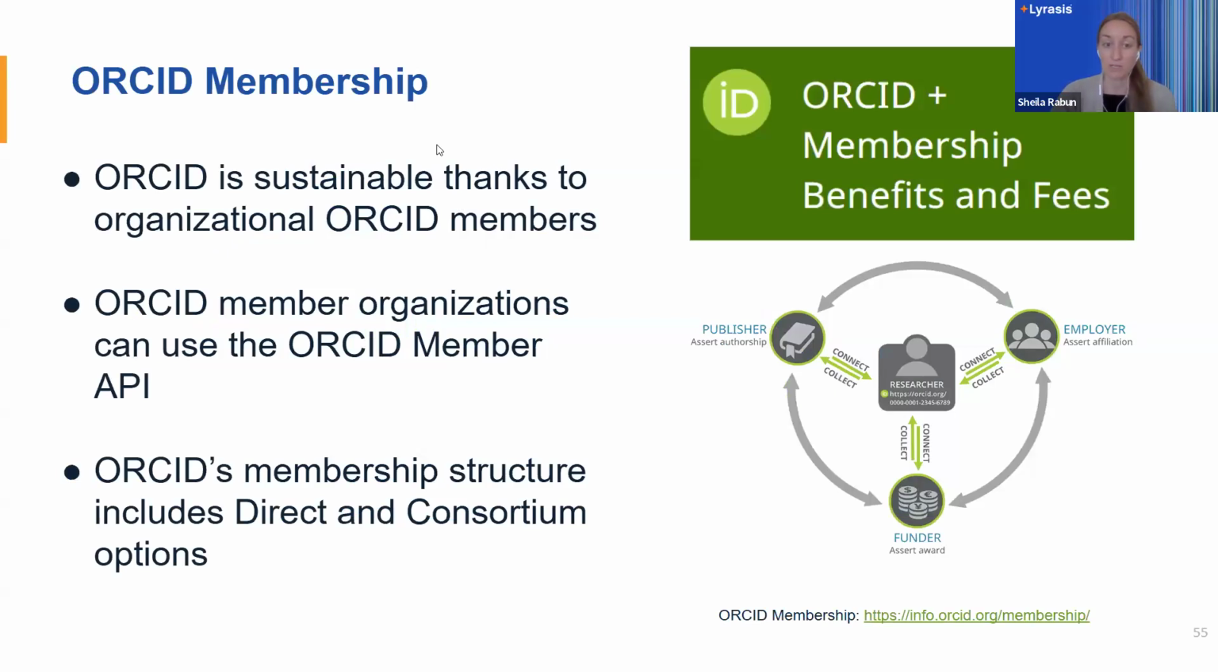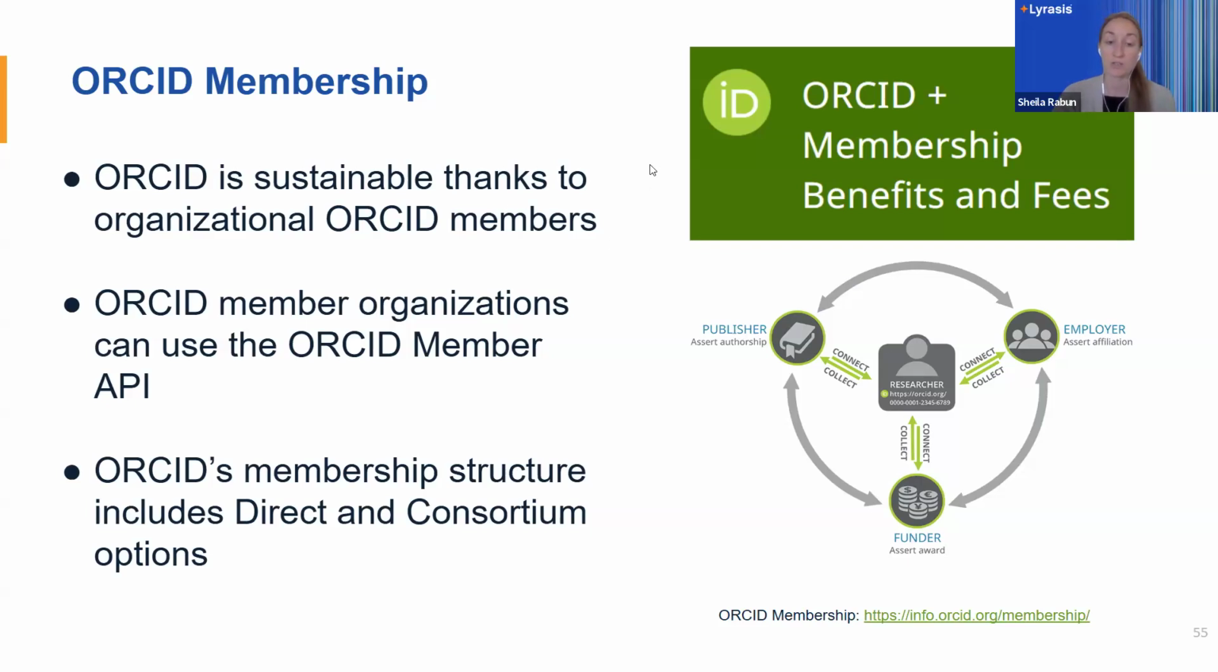ORCID is a nonprofit organization that's able to operate sustainably and make ORCID IDs and ORCID records freely available to researchers through an organizational membership structure. ORCID member organizations get access to the ORCID member API, which, as you've already heard, can be used in local software systems to get researchers' ORCID IDs, read public and limited access data from ORCID records, and also write that trustworthy data to researchers' ORCID records. This allows organizations across the research and scholarly communication ecosystem to actively participate and contribute to the interoperability and trust in sharing information that ORCID helps to provide.